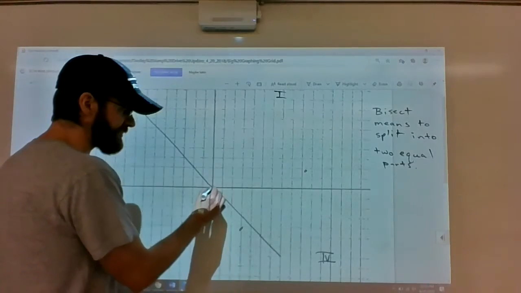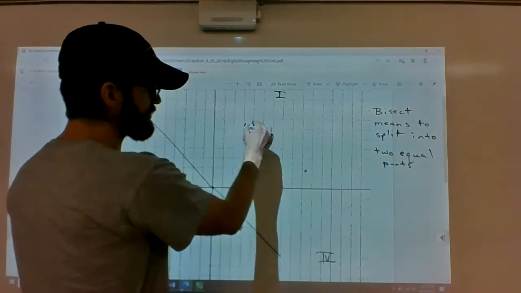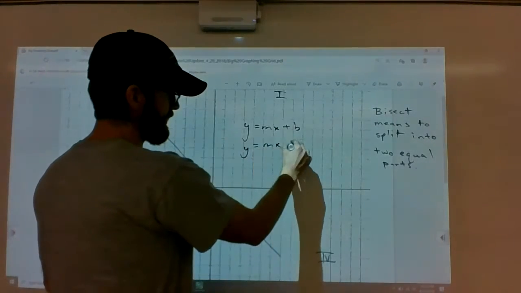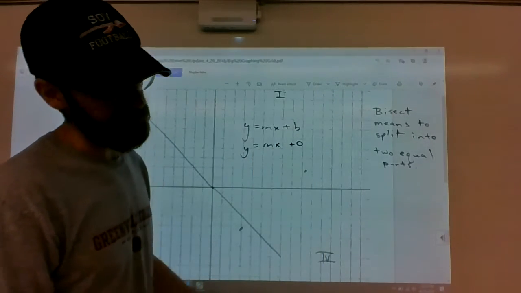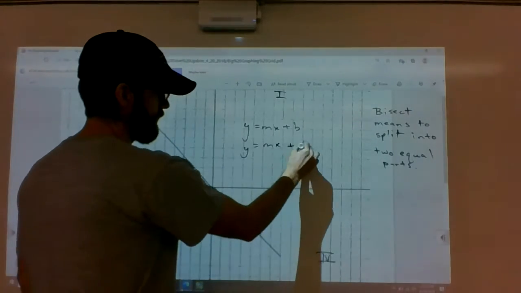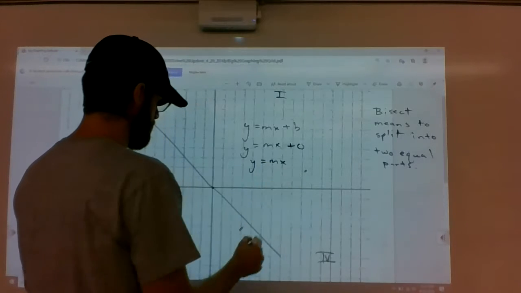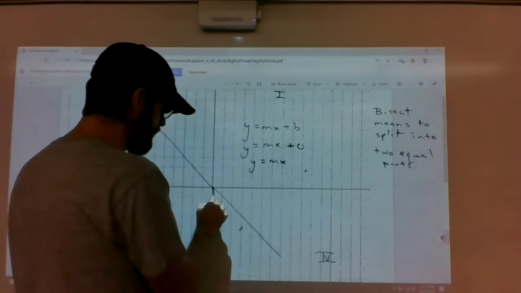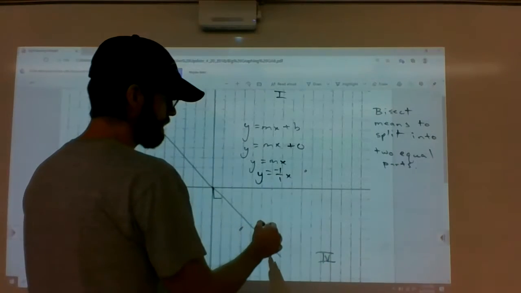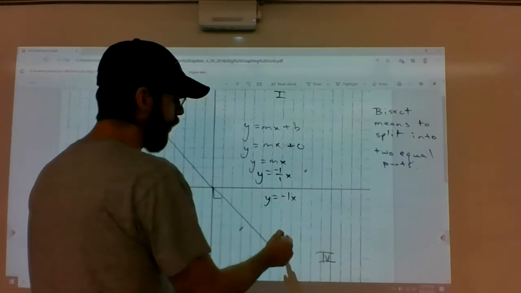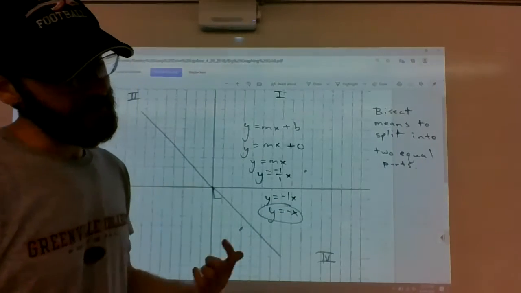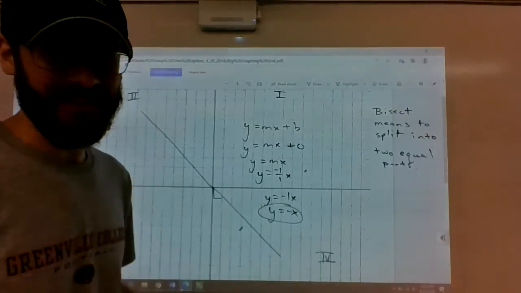Well, it has to start at 0. So if we're doing y equals mx plus b, it's got to be y equals mx plus 0, because it crosses the origin, which is just y equals mx. And you can count. Down 1, right 1. Negative 1 over 1. It's negative 1x, or y equals negative x. We got it. That's all there is to that one.